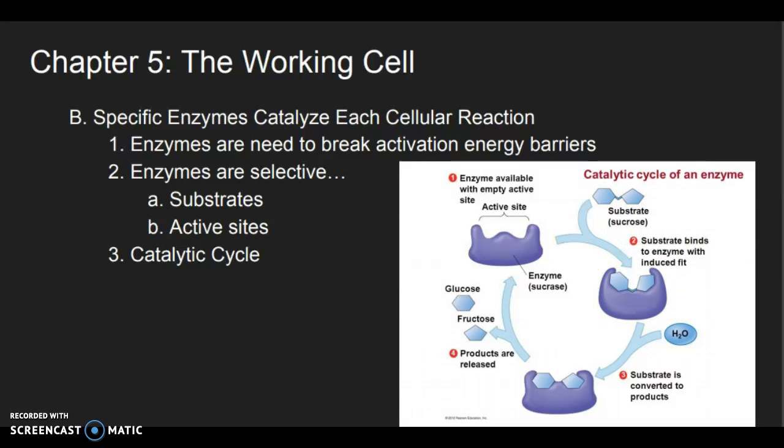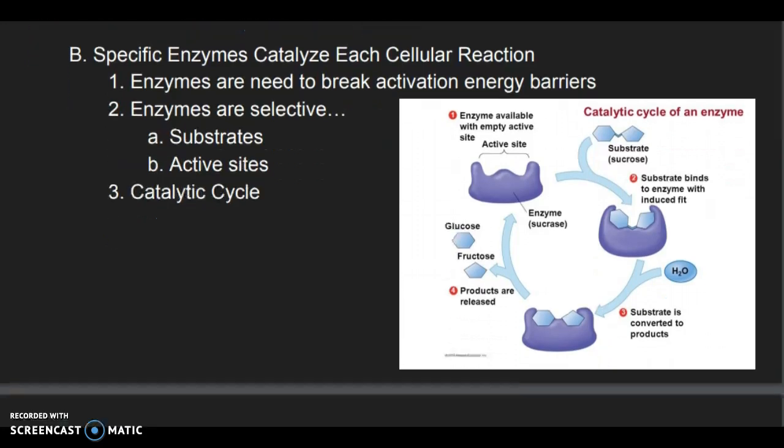This can be seen through the lock and key analogy, because if you have a key for a door, the only way that door is going to open is if you have a key that is specifically tailored to the lock of that door. And this is exactly how enzymes function, because if I have a substrate that cannot create an induced fit with the enzyme, the desired product will not be made.